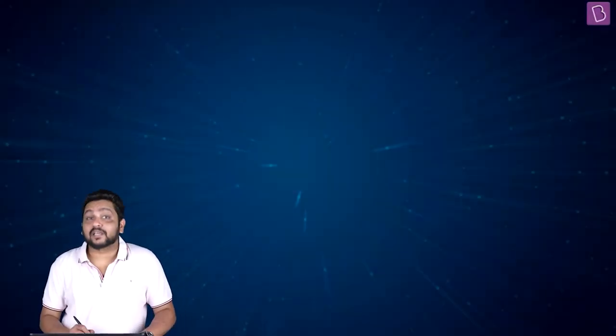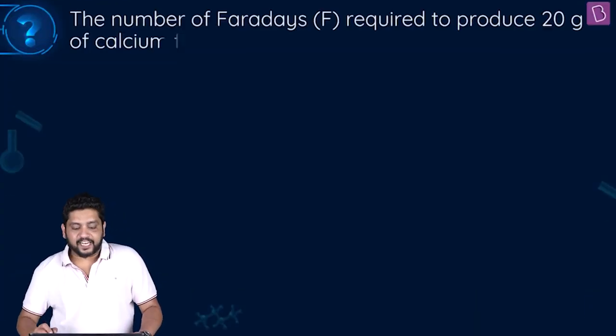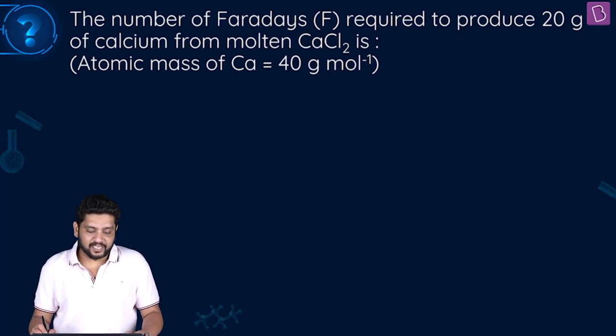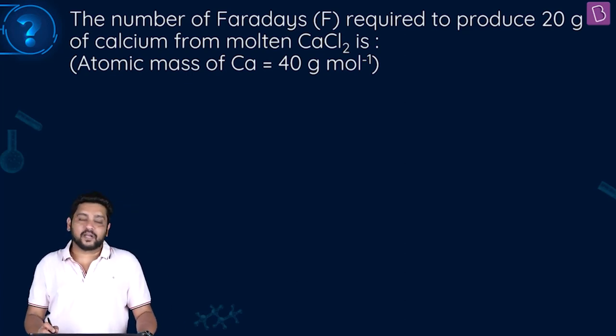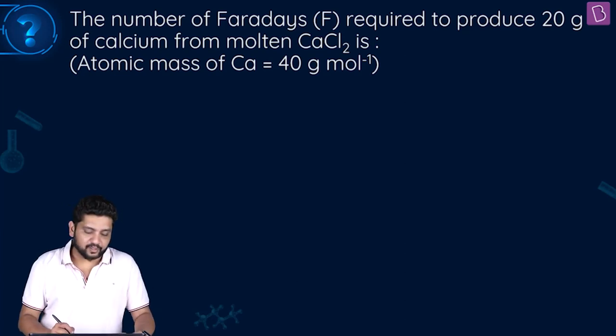Okay, now let's look at the next question. Let's read what it says. The number of Faraday required to reduce 20 grams of calcium from molten CaCl2 is, right? So this is from electrochemistry. This is based on the electrolysis part of your electrochemistry chapter, not what we study initially.